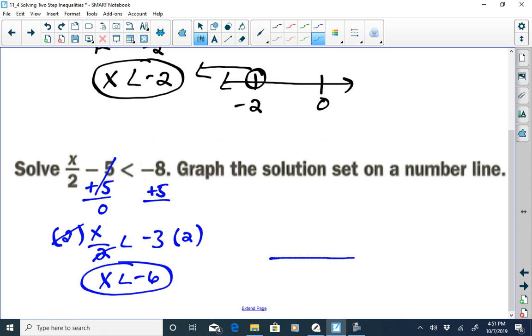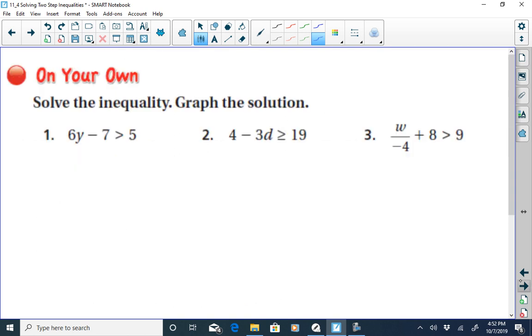Let's check our solution set. I go to my graph. I have 0. I have -6, which is to the left of 0. Open circle at -6. We're going to the left. Let's check something that's less than -6, so let's try -8. -8 is in our solution set. -8 divided by 2 is going to be -4. -4 minus 5 is -9. Is -9 less than -8? Yes, it is. All right, so those are typical two-step inequalities.